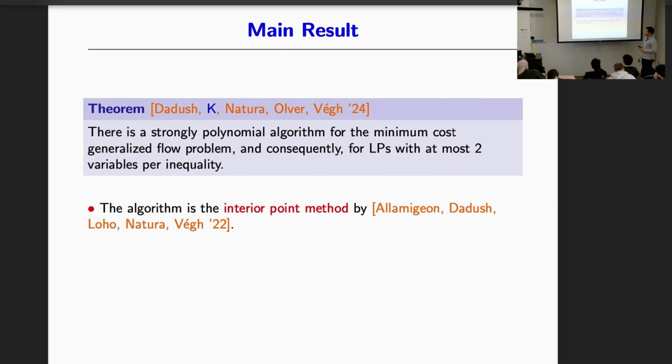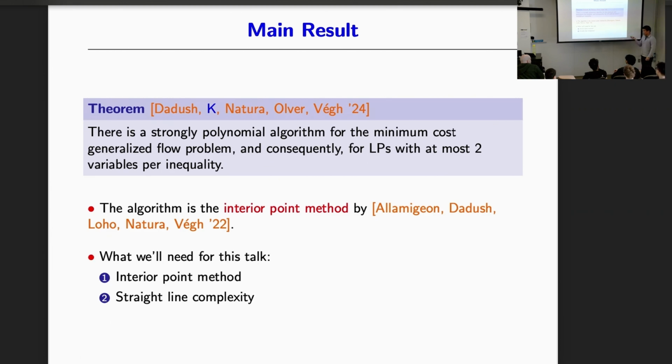Okay. And the algorithm, surprisingly, is an interior point method, which represents a departure from previous strongly polynomial algorithm approaches. Previously, they were all combinatorial algorithms in that they're graph-based. But here, we're relying on a continuous optimization method to get a strongly polynomial running time. So to discuss this result, I'll need to provide some prerequisites, namely what an interior point method is. And I'll also introduce a new notion of complexity for linear programs called the straight line complexity.